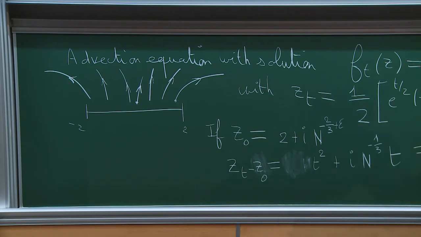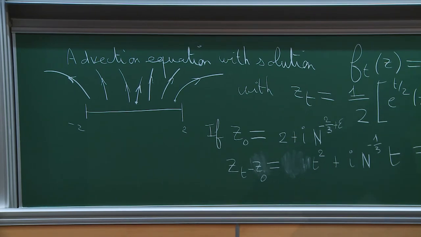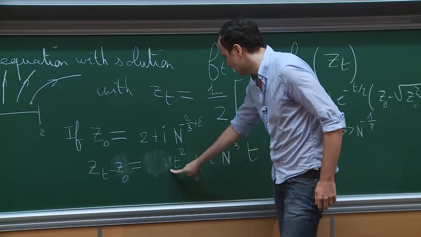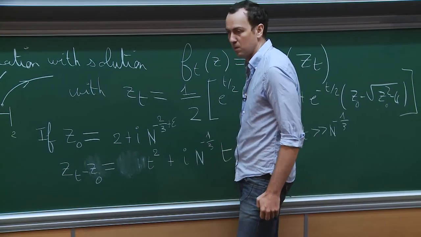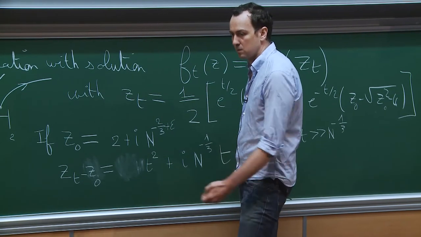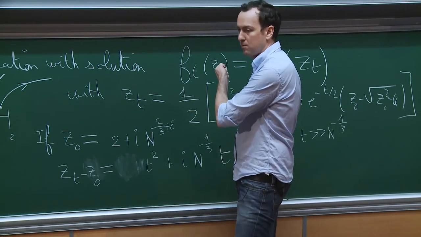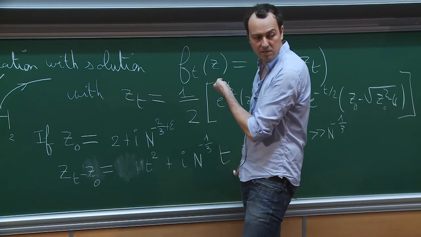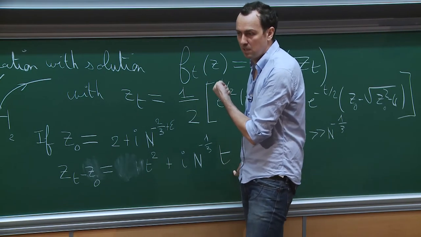So this implies that for t much greater than n to the minus 1/3, this term is going to win over this one. So it means that you are really far away from the spectrum. You don't even see it anymore in the average I consider.